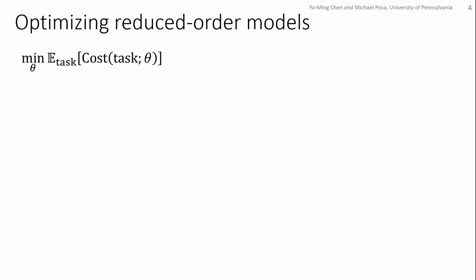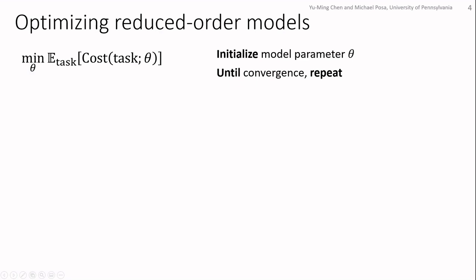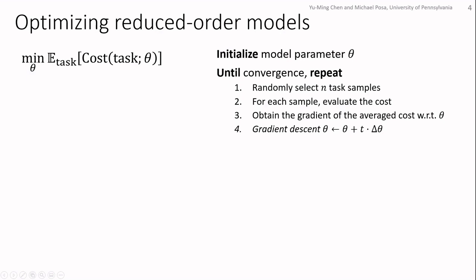Here I briefly outline the algorithm. First, we initialize the model. It could be any model, you can pick your favorite. Then we randomly choose a number of tasks, and for each task, we evaluate the cost. And then we calculate the cost gradient, and finally take a gradient descent step. We repeat these steps until the model converges.